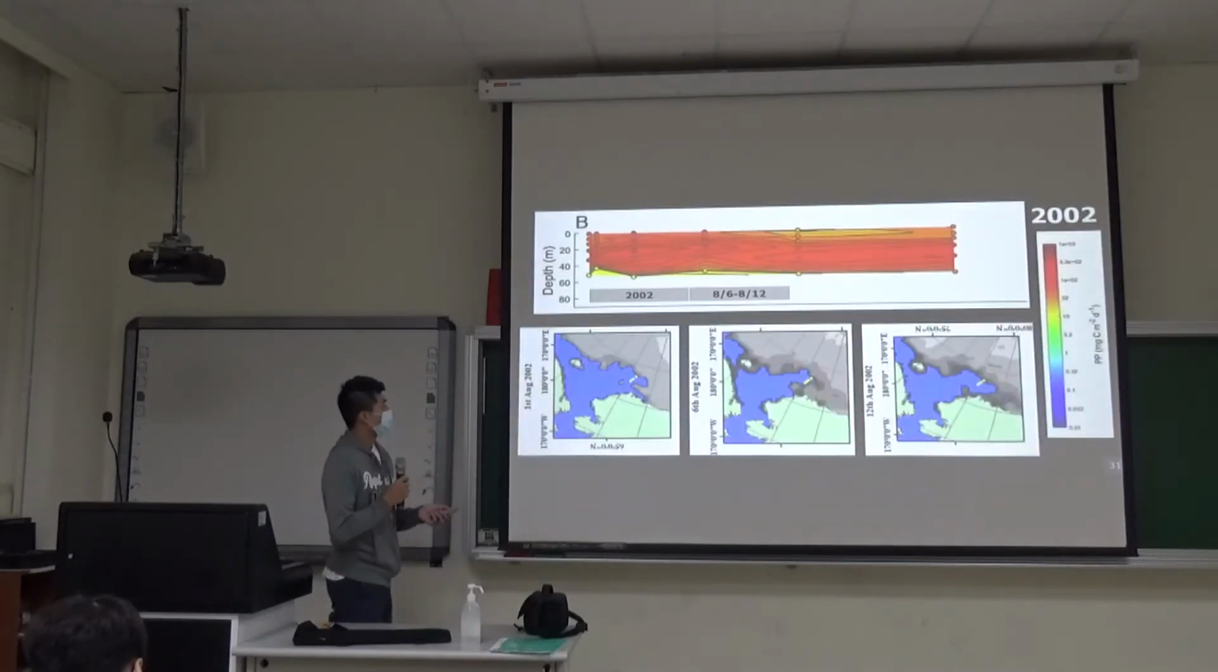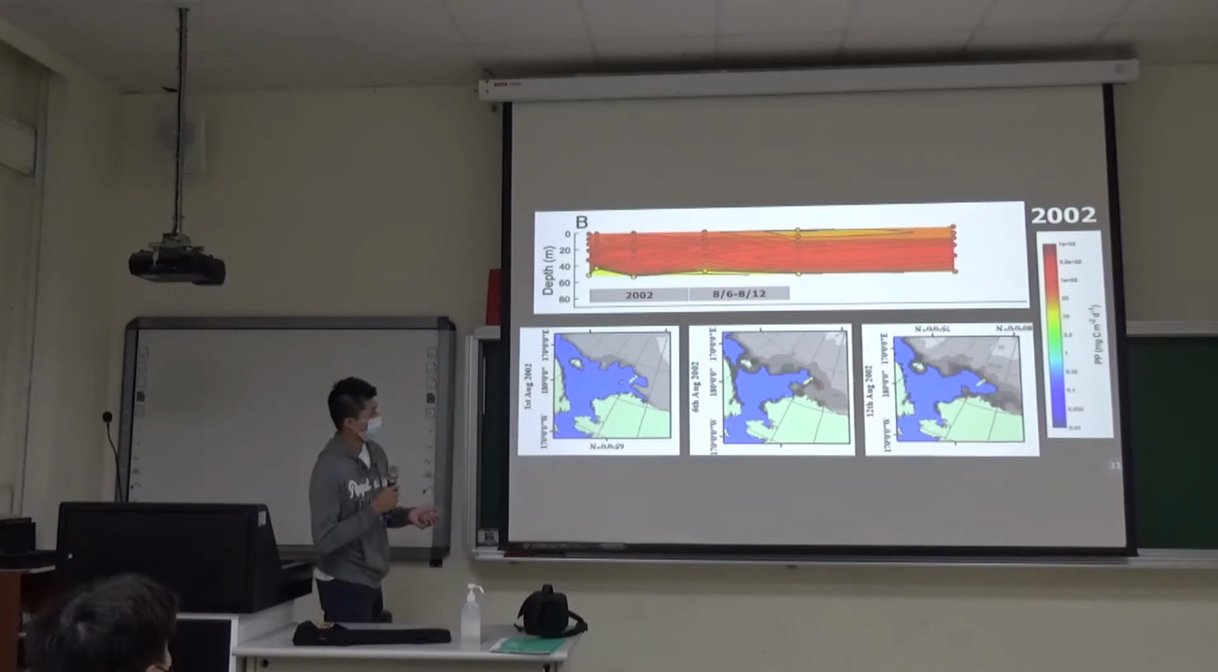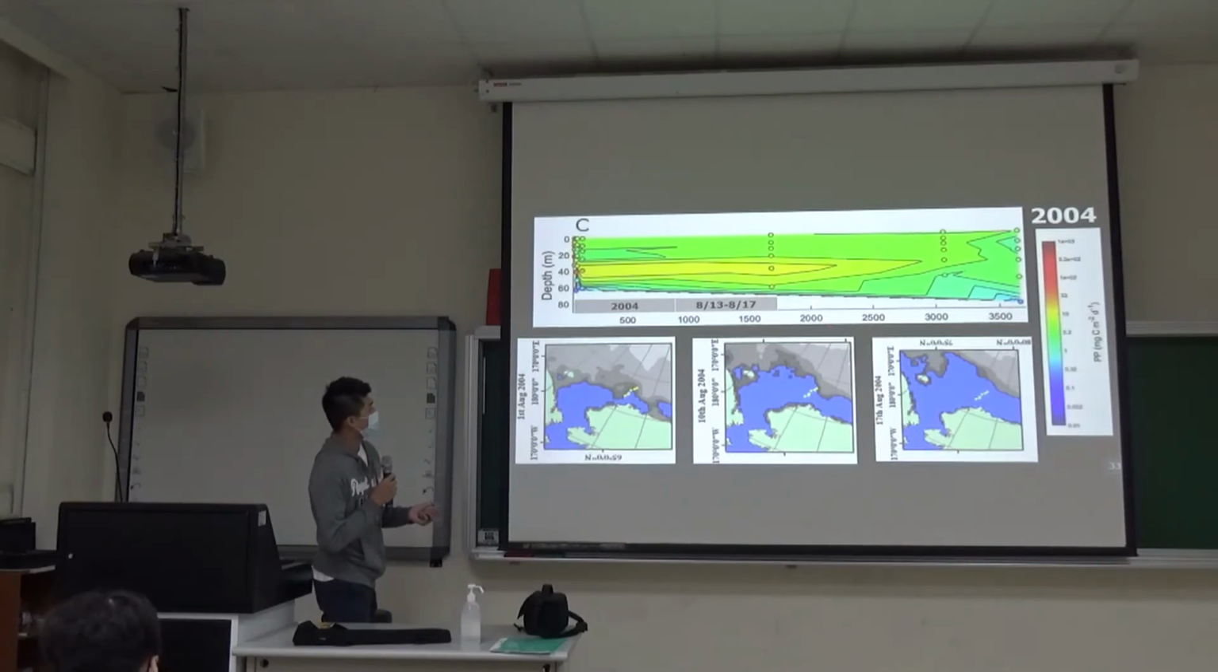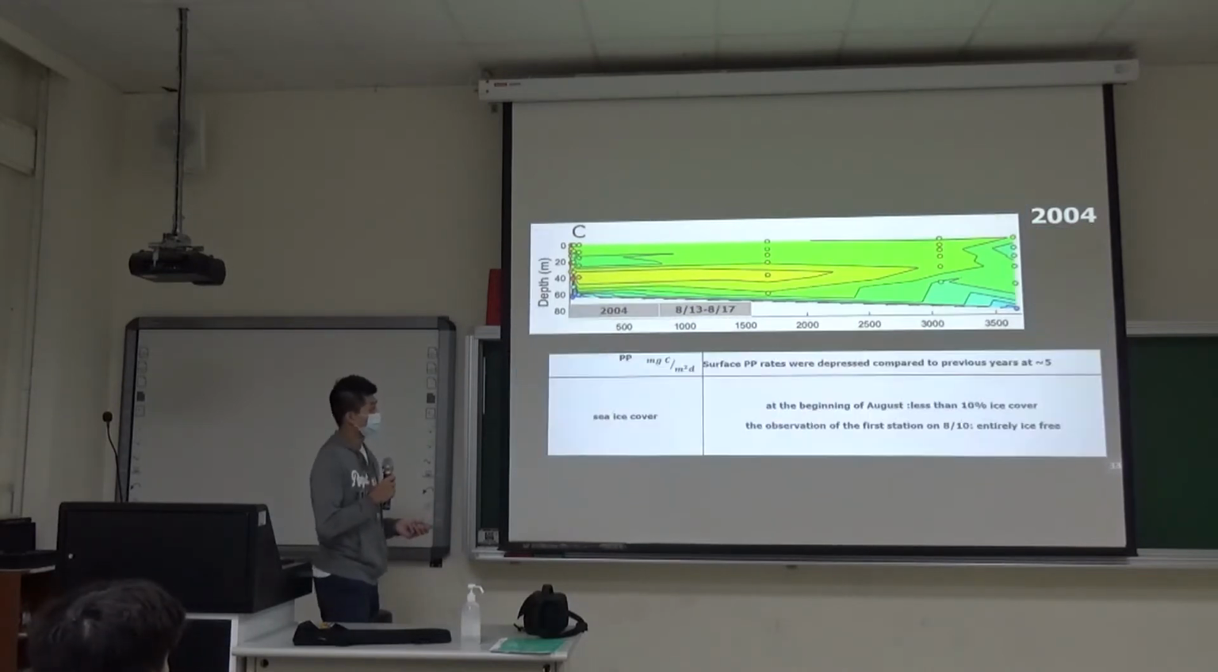And in 2002, the data is very high in this area, but in this area the ice just retreated, but it has been coming back, but it's still less than 10%. And the next is 2004, which is very different from the previous slide. They have more or less PP at this time, and you can see in the satellite data that the sea ice had retreated during the time of the observations.